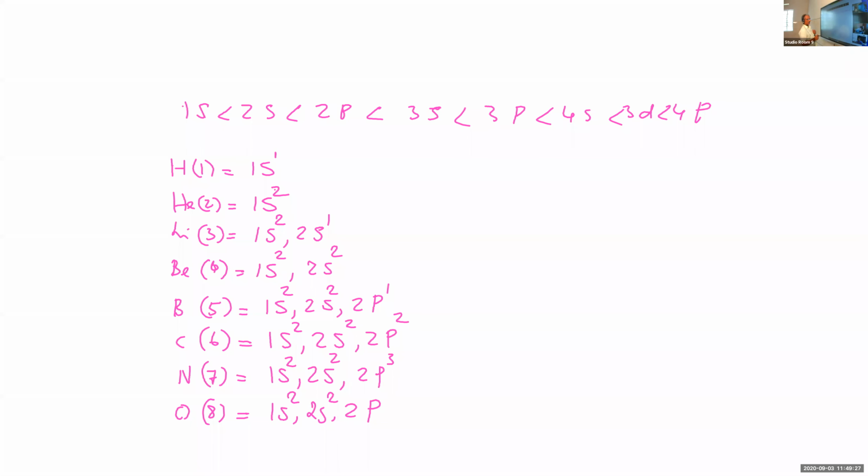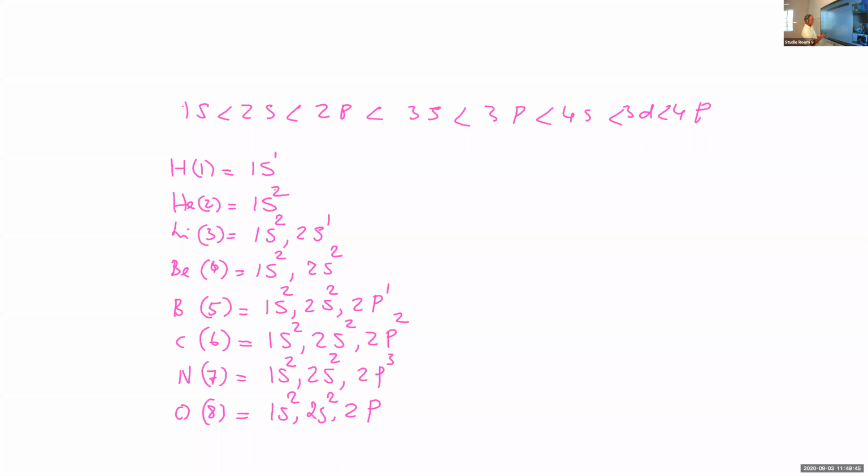Alvin, in the 2p level, how many electrons will be there? Alvin, you cannot hear? Pardon? How many electrons? Did you say anything? Okay.